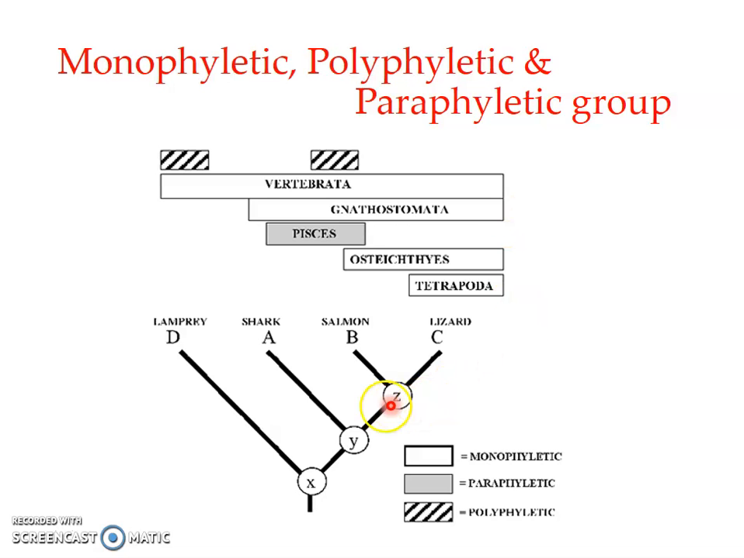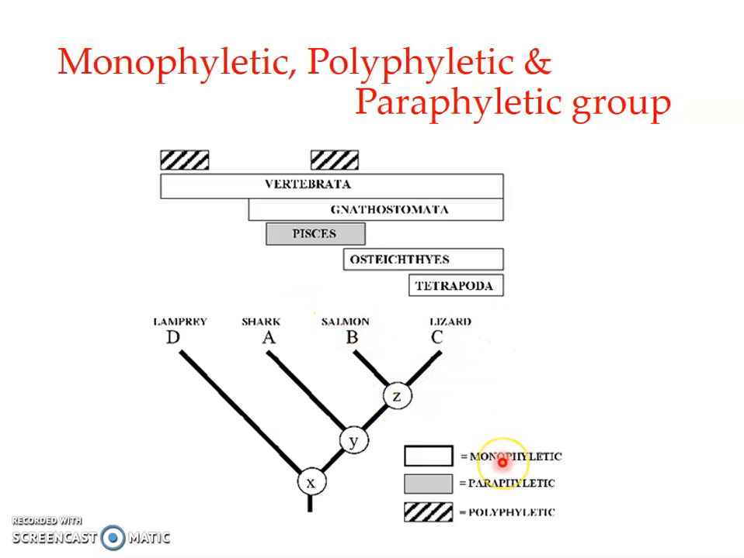And another example, the ancestor Z and all the descendants from it. This clade is known as Osteichthyes. I hope it is clear. Now that is about the monophyletic group. So a monophyletic group includes the ancestor plus all the descendants from that particular ancestor.